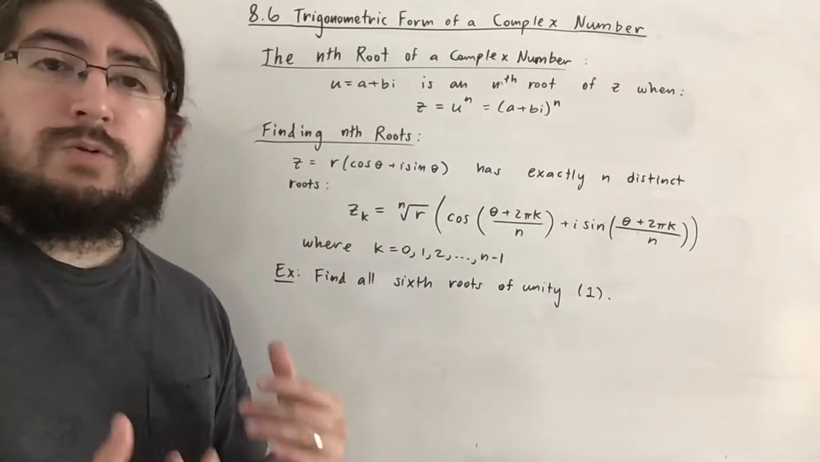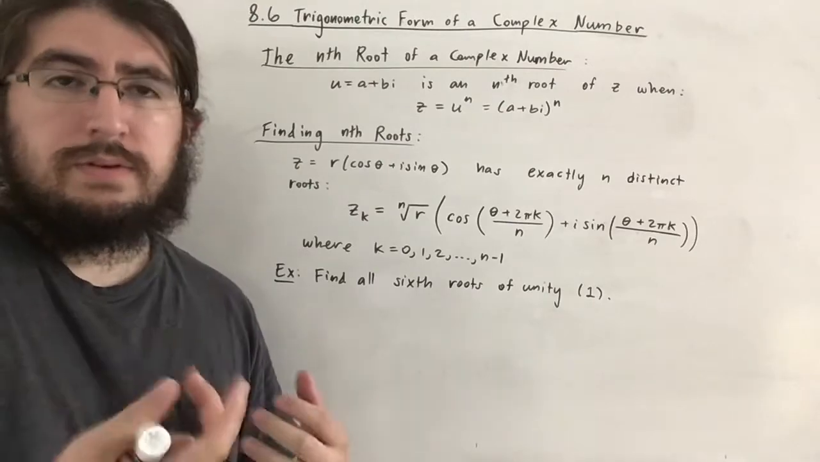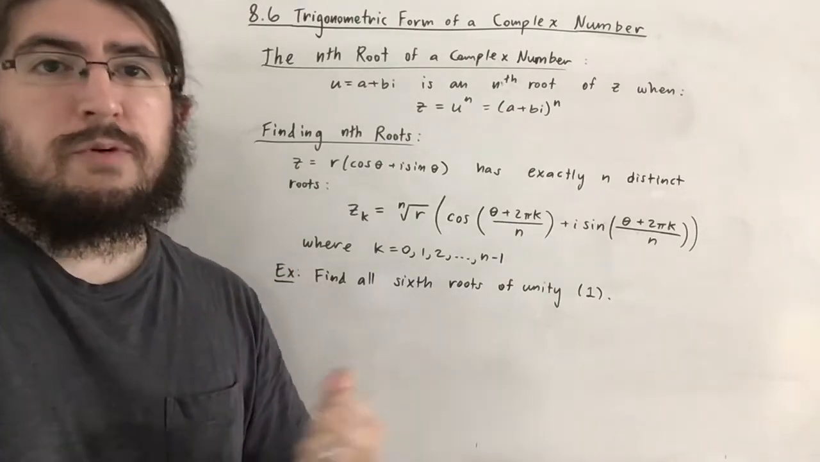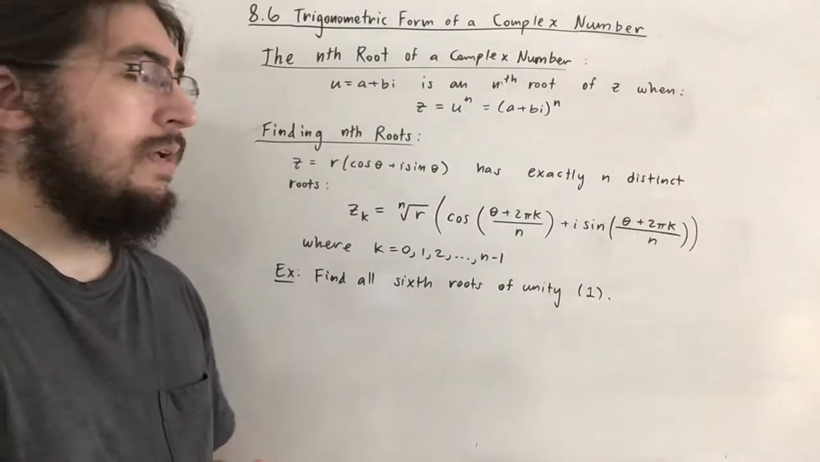For example, the square root of 9 is 3, and in fact the square root of 9, well, let's just say 9, actually has two square roots, positive 3 and negative 3. When you square 3, you get 9, and when you square negative 3, you also get 9.